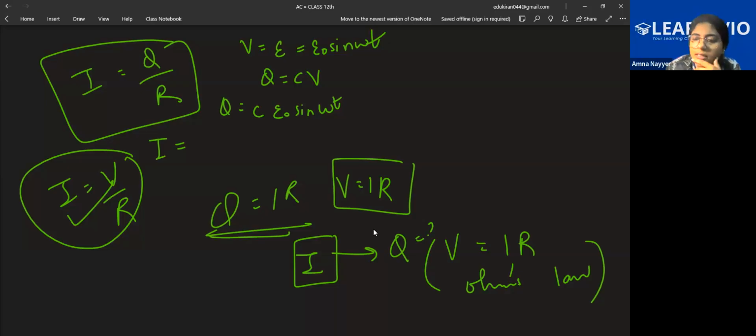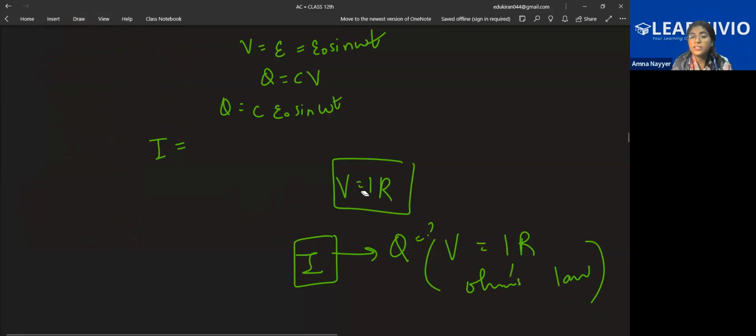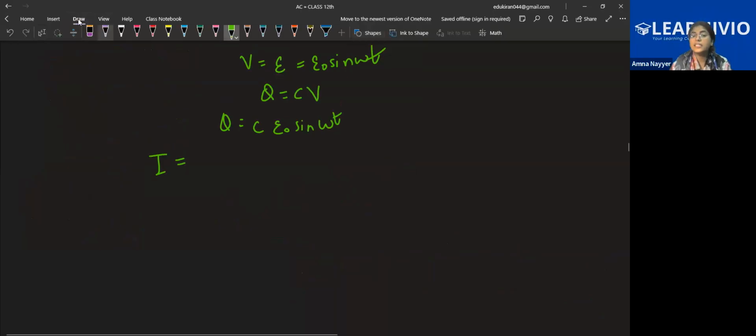Zara, do you know the answer? I is equal to Q by T. What is the definition of current? Rate of flow of charges. I specifically told you that rate means something which is changing with respect to time. If duration was given, we used to calculate the average. If the instant was given, we used to calculate the instantaneous one.